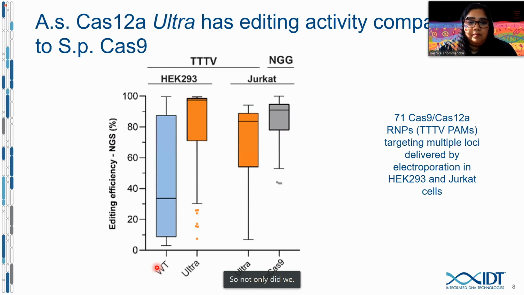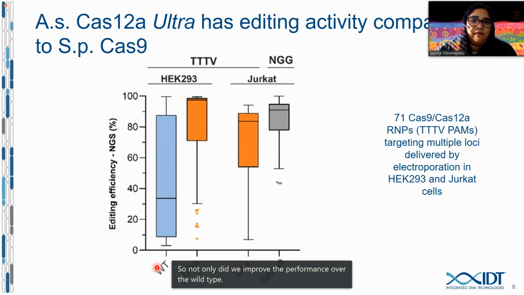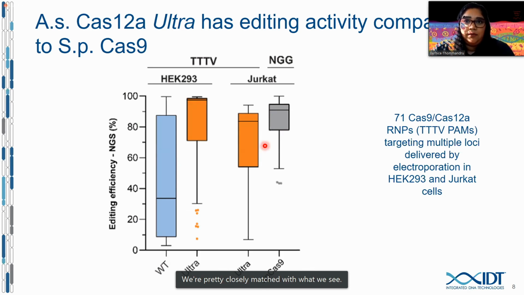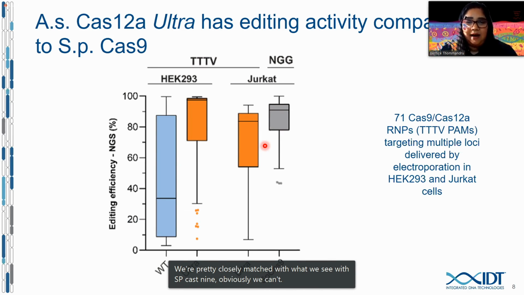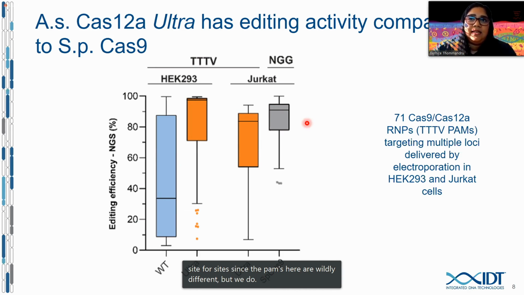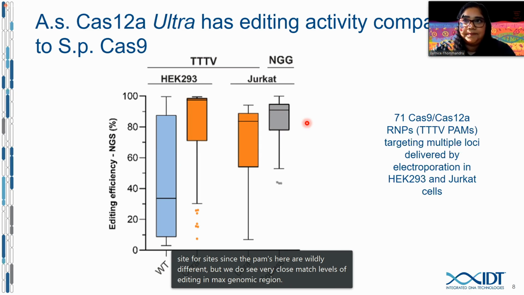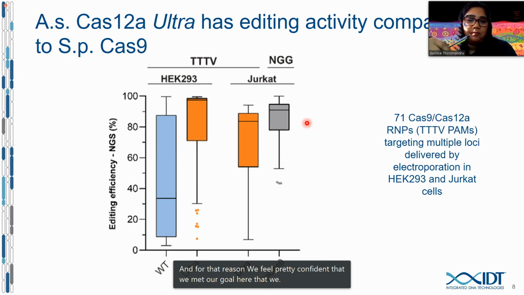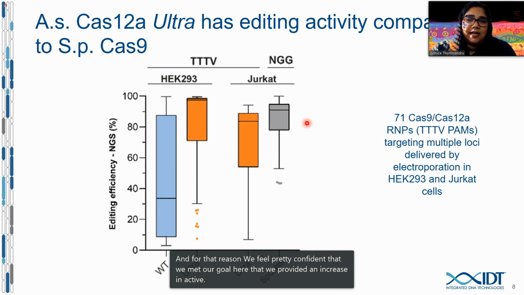So not only did we improve the performance over the wild type Cas12a enzyme, but we found that the editing levels we were achieving with the Ultra protein were pretty closely matched with what we see with SpCas9. And obviously we can't compare exact site for site, since the PAMs here are wildly different, but we do see very close matched levels of editing in matched genomic regions. And for that reason, we feel pretty confident that we met our goal here, that we provided an increase in activity for the Cas12a mutant that made it as potent as Cas9, but didn't change the specificity at all.